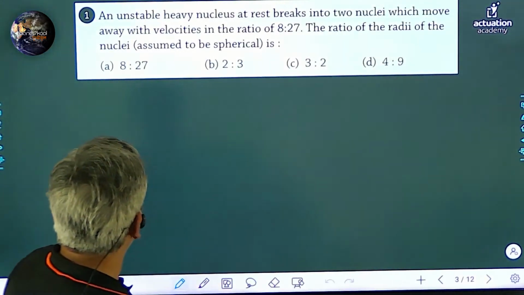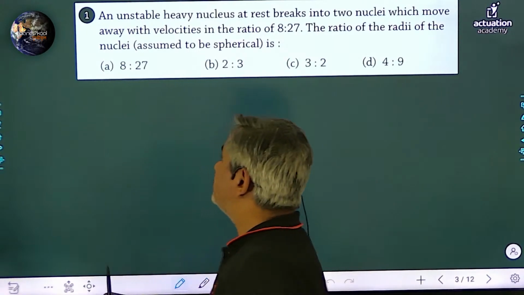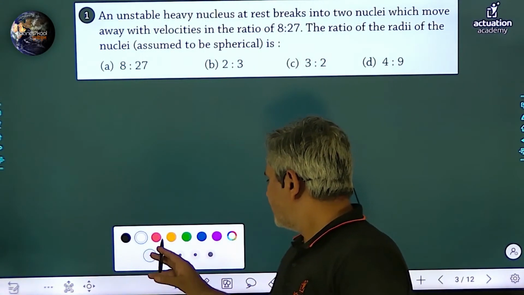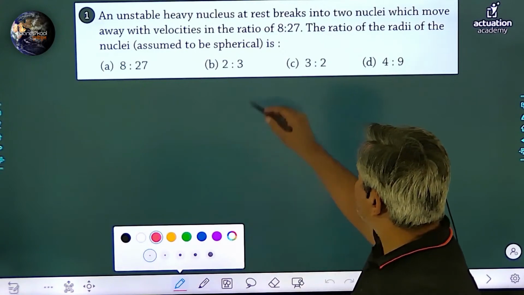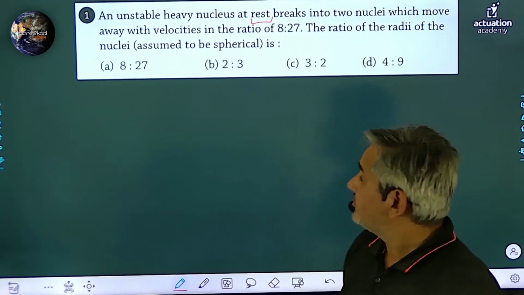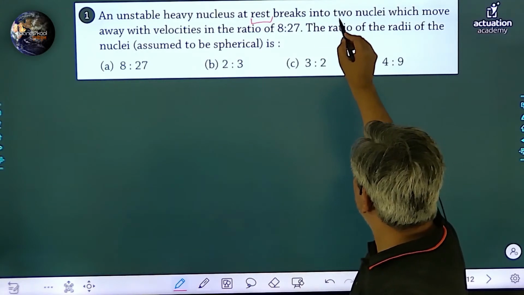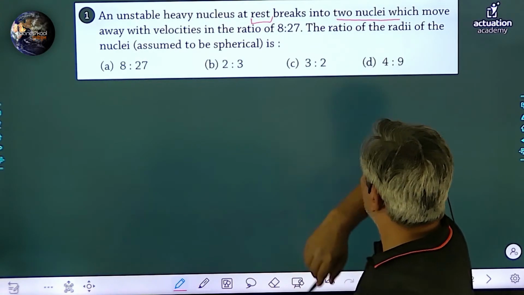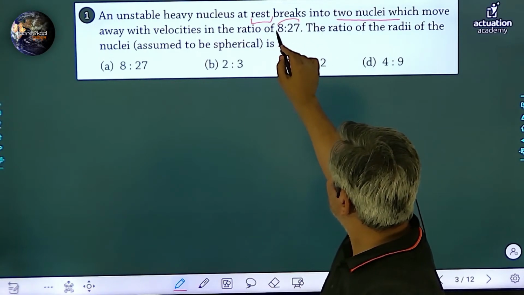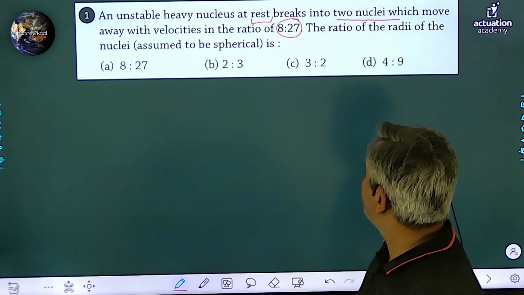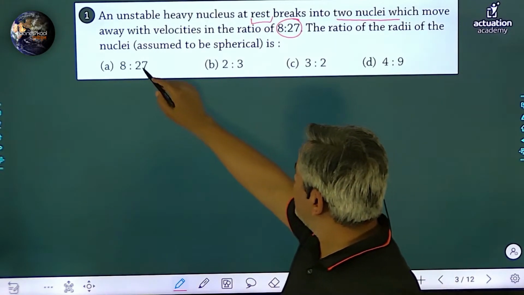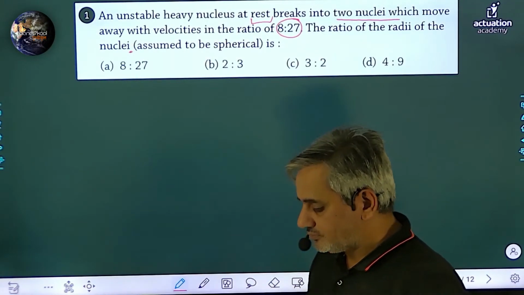Let's start with question number one. The question reads out that an unstable heavy nuclei, which is at rest, breaks down into two nuclei which move away with velocities in the ratio 8 is to 27. The ratio of the radii of the nuclei is?